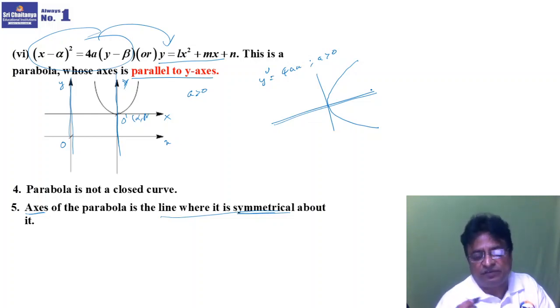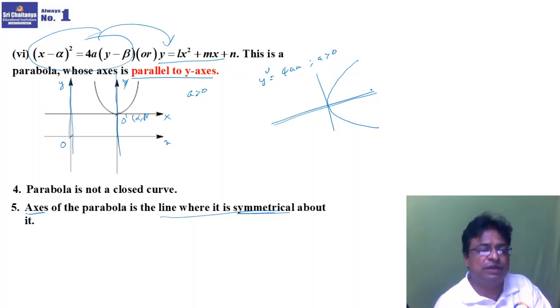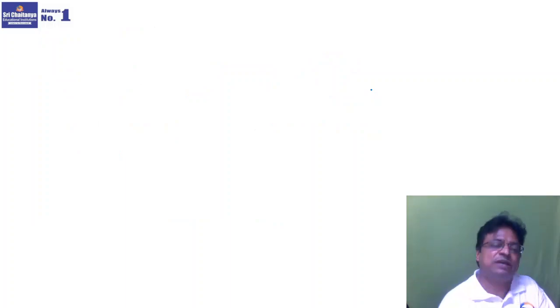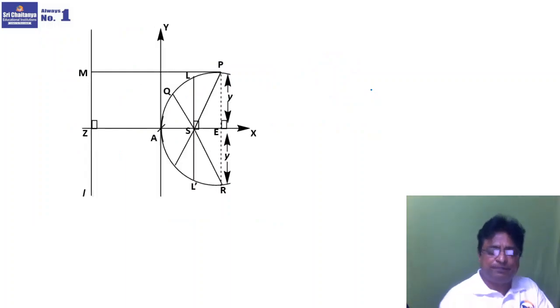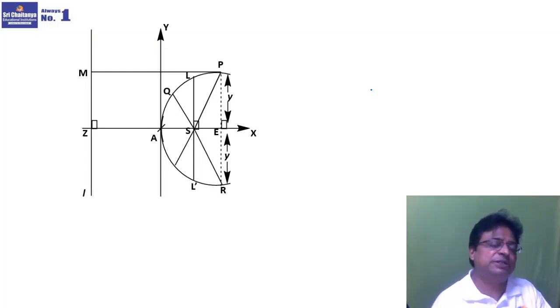If it is symmetrical about x-axis, then x-axis is the axis, and it happens only for y square is equal to 4ax, for a greater than 0 or less than 0, and for x square is equal to 4ay, y-axis becomes the axis. Now, observe this diagram very carefully, and with the help of this diagram, you will get several pieces of information and terminology that I would like to introduce.